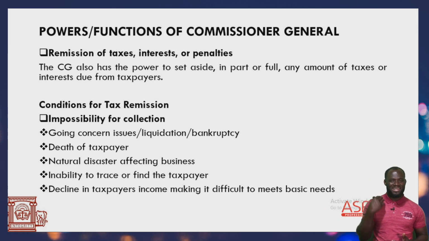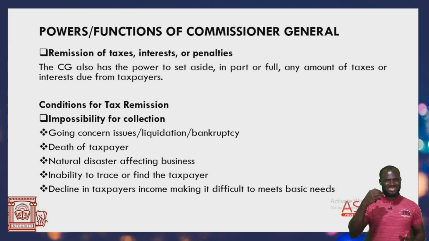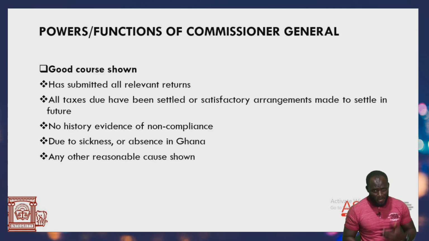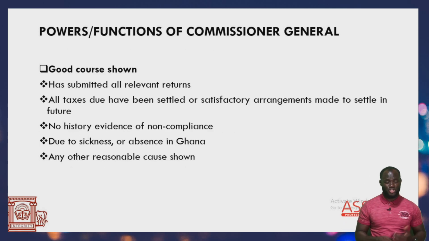And maybe there's a decline in the taxpayer's income, making it difficult for the taxpayer even to meet his basic needs. So maybe over the years you were doing well, you were able to afford your social needs, your basic needs, and all sorts of things. Except that in recent times, your income has declined so drastically, to the extent that you cannot even afford three square meals. In this case, the Commissioner believes that it is impossible to collect the taxes on behalf of the government.